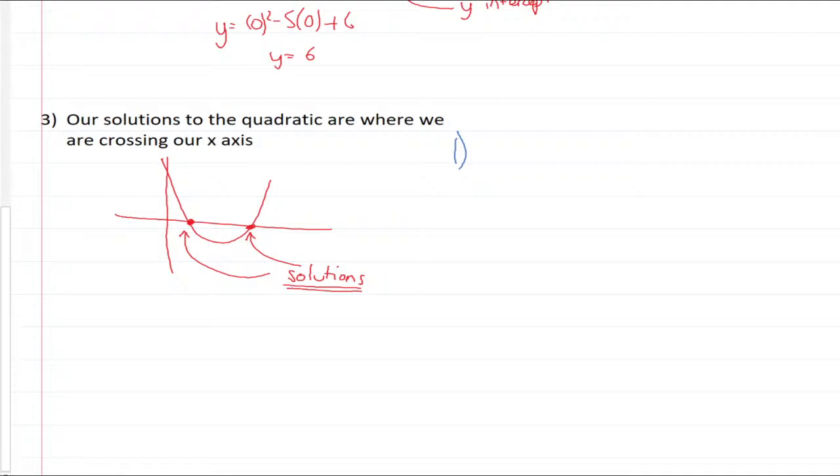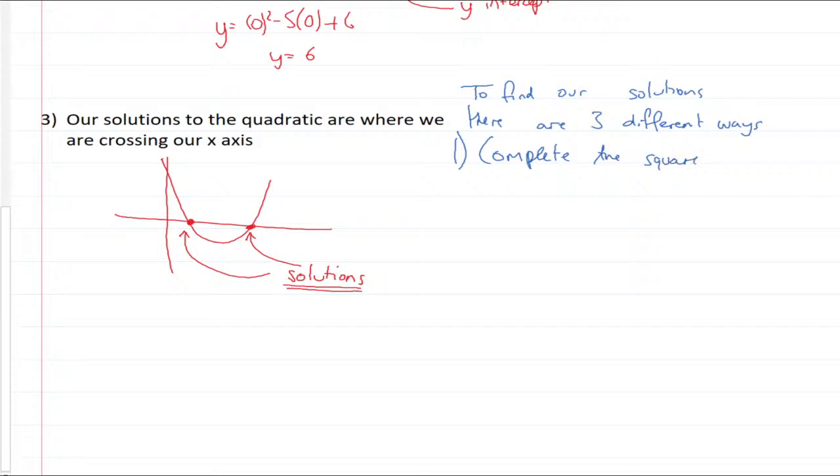So to find our solutions, there are 3 different ways or methods. The first one is completing the square. To be honest, I think that's probably my favourite technique. What about number 2? Quadratic formula, we can use the quadratic formula, can't we?